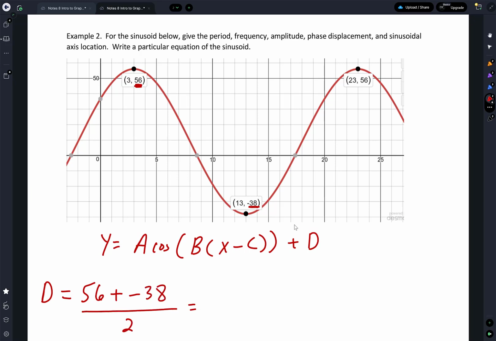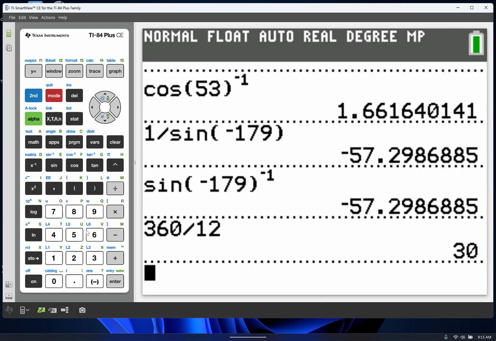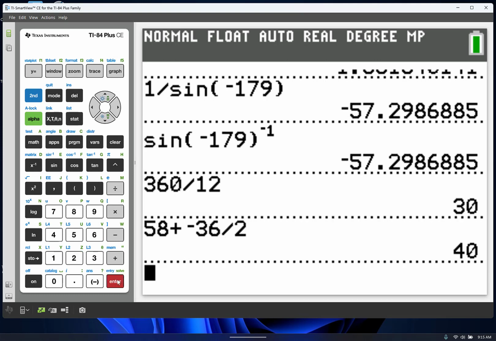56 plus -38 is 18. So 18 divided by 2, 9. I do it in pieces. You can put 56 plus -38 divided by 2. But be careful when you do it in the calculator, guys. If you do it like this, the calculator is dumb. It's going to think you're doing 38 divided by 2. So either use parentheses, you go 56 plus a -38, close it, divide that by 2.